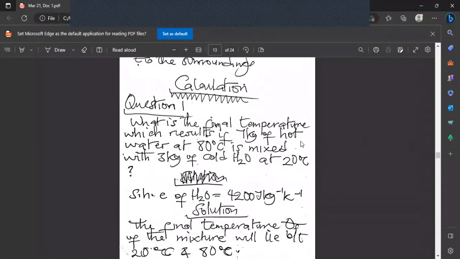The question we'll be looking at is what is the final temperature which results if 7 kilograms of hot water at 80 degrees centigrade is mixed with 3 kilograms of cold water at 20 degrees centigrade? That is the question we'll be solving right now.